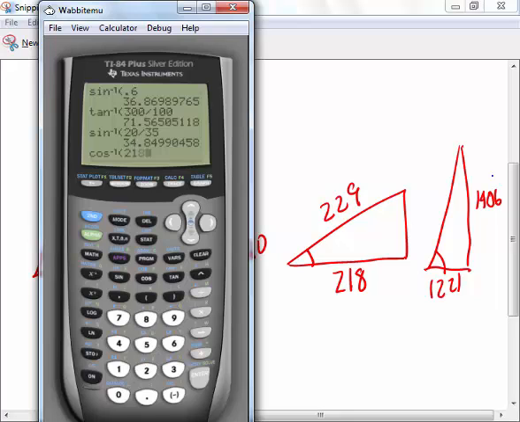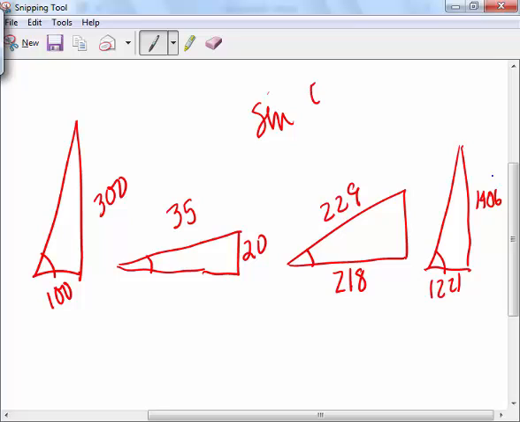This one is adjacent and hypotenuse, so that's cosine. Adjacent is 218 divided by hypotenuse 229, and we get 17.831 degrees. And then finally opposite over adjacent, that's tangent. Second function tangent 1406 divided by 1221 is 49.028 degrees.